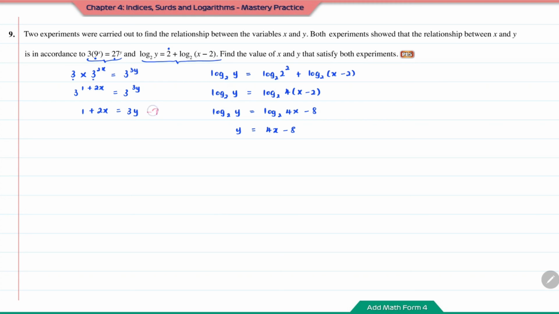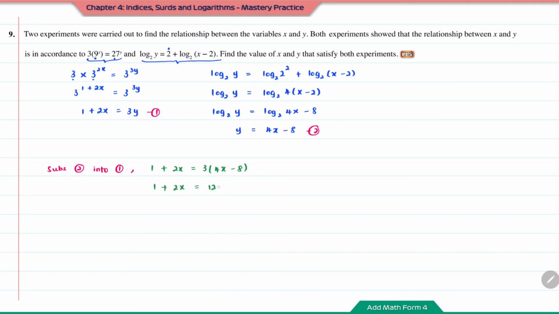So now we have two equations. So this one I'm going to label it as equations 1. This one as equations number 2. So here I'm going to use the substitution method, and I'm going to substitute equations 2 into equations 1, as I have the y in the equation 2 as the subject of the formula. So here I'm going to get 1 plus 2x equal to 3y. The y here, we are going to replace it with 4x minus 8.